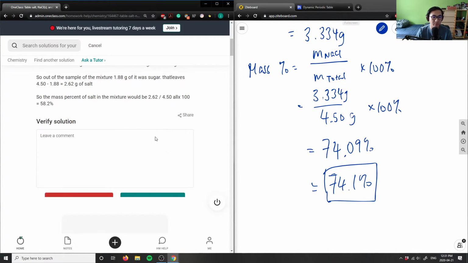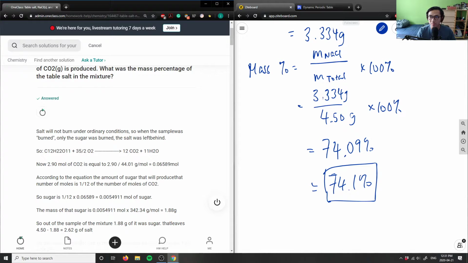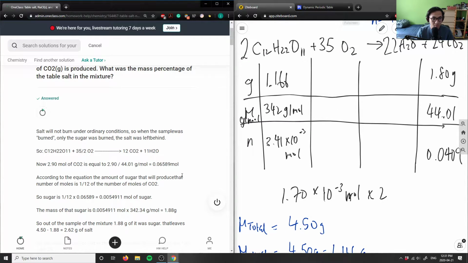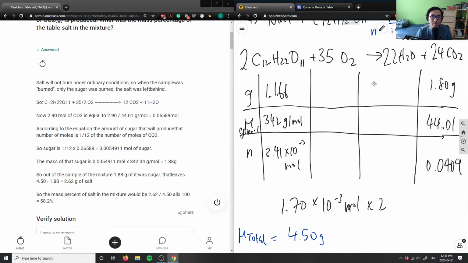So let me just scroll down and see if our answer is correct. So they have 58, which means there's a discrepancy in our answer. So let's look at this problem here. They balanced here, this is C12H22O11, and they balanced 22 and 24. Okay, that's fine. So I multiplied everything by 2, which is fine.